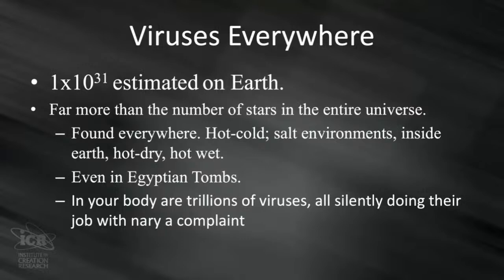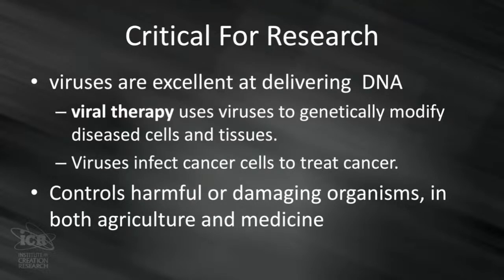In your body now are trillions of viruses, all doing their job without nary a complaint. So they're working hard for whatever they do. They're critical for research. We use lambda virus in my work, which is a big virus. It's got plenty of room. We can pull out lots of genes and put lots of stuff in there. And therefore, they're very good to deliver certain genes as a vector to certain parts of the body.